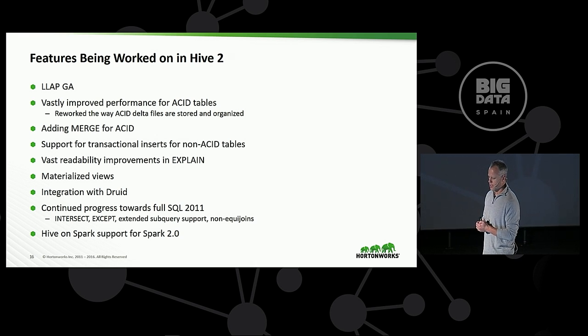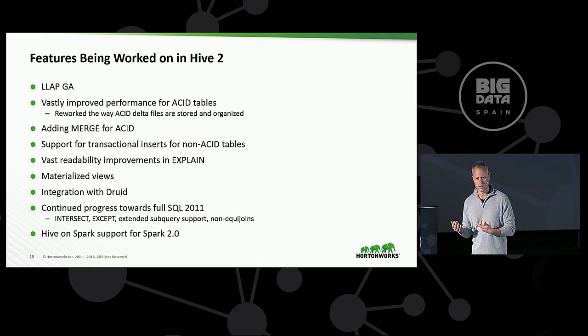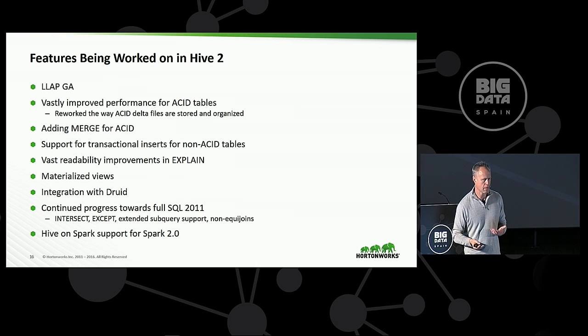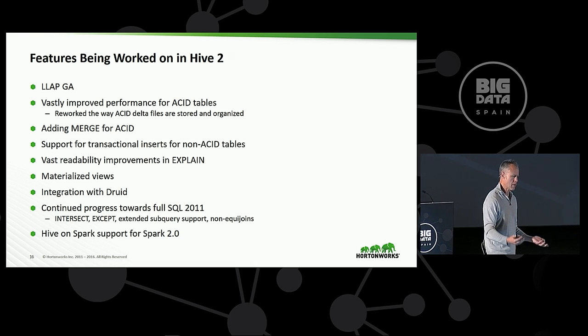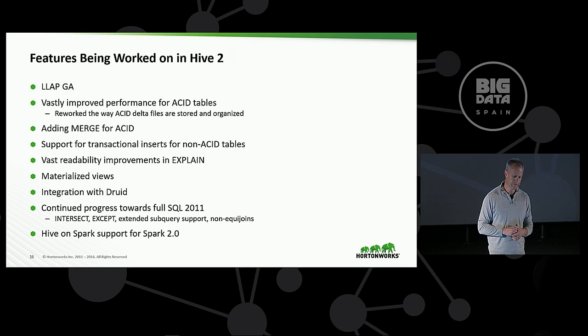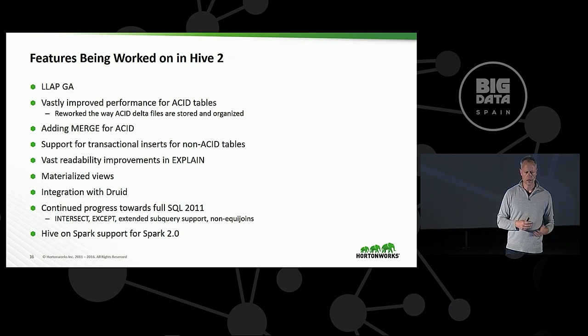The way we had originally done that, the readers weren't as fast as we wanted them to be. We did some work to change the layout of those Delta files and very significantly speed up the readers, so that you don't see this big performance penalty for using ACID anymore. We're also adding the merge keyword in for ACID.